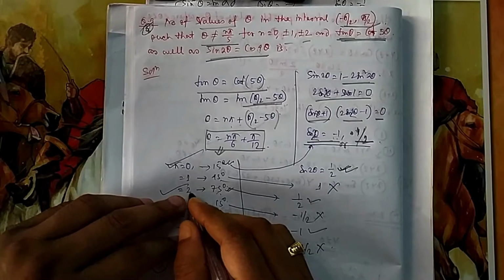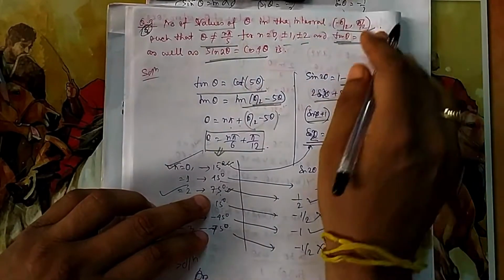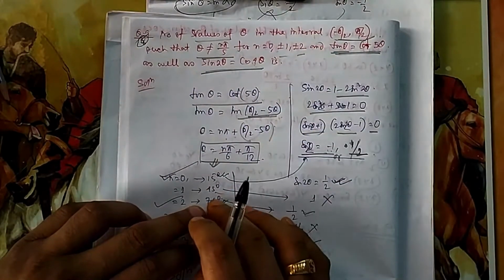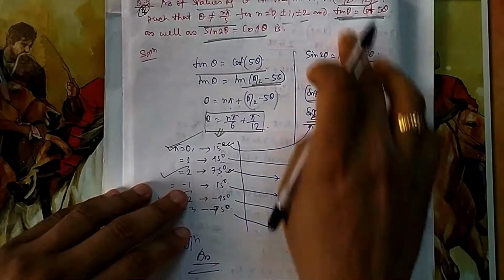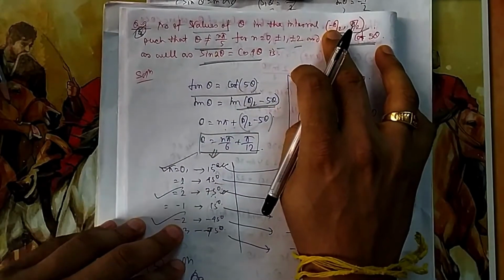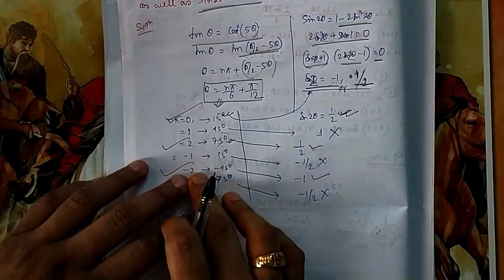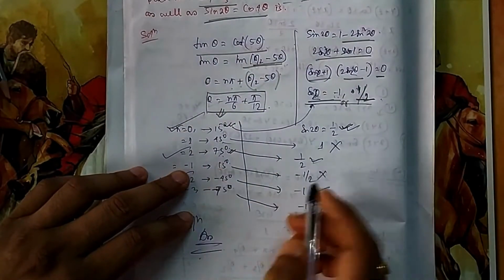Now if you go up in the positive direction to n equal to 3, then it will cross 90. So no need to go further in the positive direction. Let me go in the negative direction, because theta can go to minus 90 also. So if I put n equal to minus 1, then again what I am getting is 15. So 15 is already an answer.